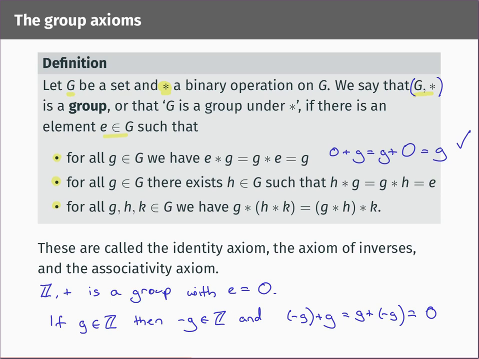And finally, if we look at the associative axiom, this is true for Z and plus because addition on the integers is an associative operation. A plus in brackets b plus c is always equal to brackets a plus b brackets plus c for any integers a, b, and c. So that means Z together with addition obeys the associativity axiom, so it obeys all three of those axioms, and it's therefore a group.